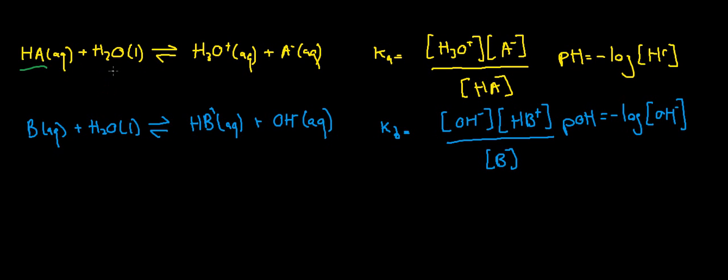Here is an acid. It reacts with water. Water is the base. It accepts the proton, becomes H3O. The acid becomes A-. This is the conjugate acid, conjugate base. When something acts like an acid, the remnants are the conjugate base. When something on the left reacts like a base, it becomes a conjugate acid.